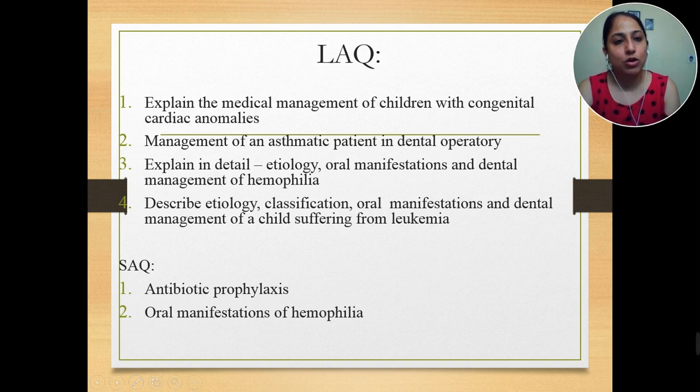So these are the long questions that are generally asked. Explain the medical management of children with congenital cardiac anomalies, management of an asthmatic patient in dental operatory, explain in detail etiology, oral manifestations and dental management of hemophilia or hemophilia A, describe etiology, classification, oral manifestation and dental management of a child suffering from leukemia. Short answers include antibiotic prophylaxis and oral manifestation of hemophilia.